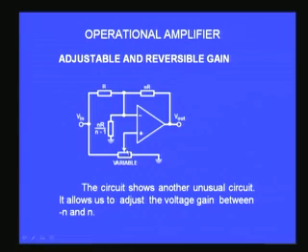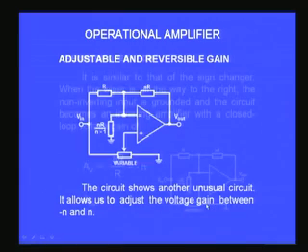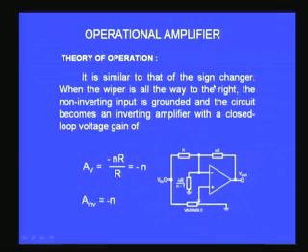Now let us try to understand how this circuit works, and what it is going to do is give us adjustable voltage gain from minus n to n. It is similar to the type of amplifier that we saw, which we called sign changer. The sign changes from minus 1 to plus 1 continuously by using a potentiometer. A very similar circuit is seen here. Also we are using the potentiometer in a very similar fashion, but apart from that we also have the feedback resistor n times more, R and NR.